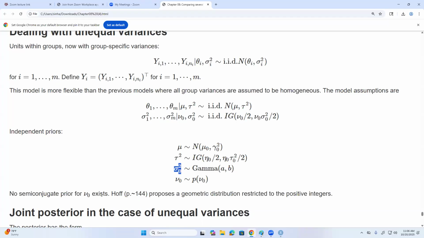Now, what should be the appropriate prior distribution for nu 0? There is no conjugate type of prior. You can put some reasonable prior. It must be a positive value random variable. So Peter Hoff proposes a geometric distribution restricted to the positive integer values for nu 0.